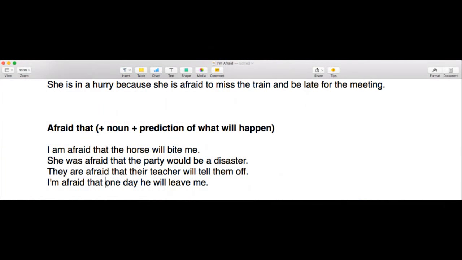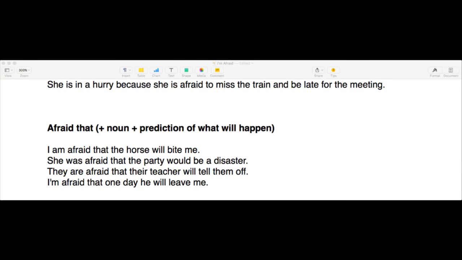I'm afraid. Oh, here we go. I'm afraid that one day he will leave me. Oh, excellent. I'm afraid that one day he will leave me. That's a really good sentence. That works. Just make sure there's a full stop on the end and let everyone see. I'm afraid that one day he will leave me. Okay, good. All right. Is there any others that I can see here?